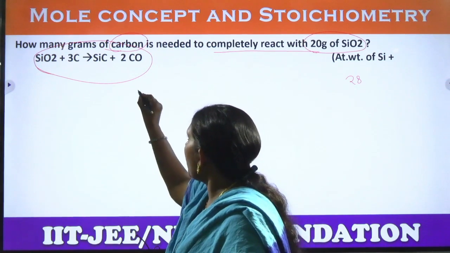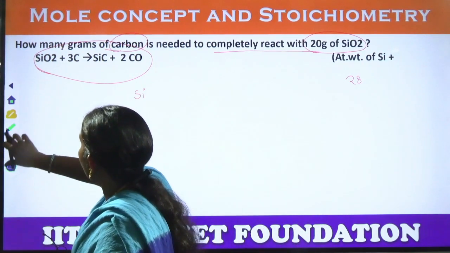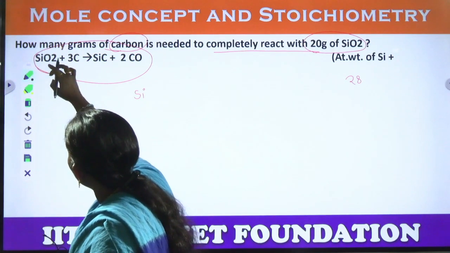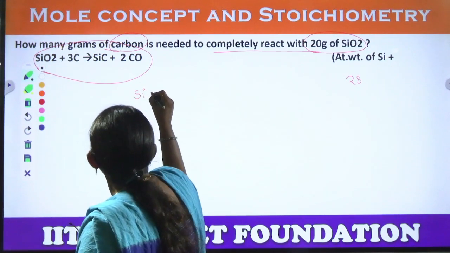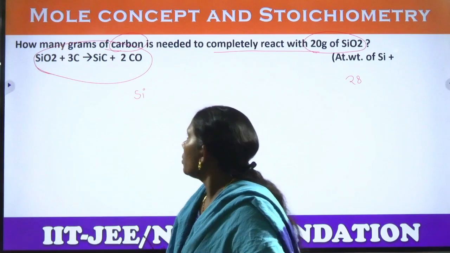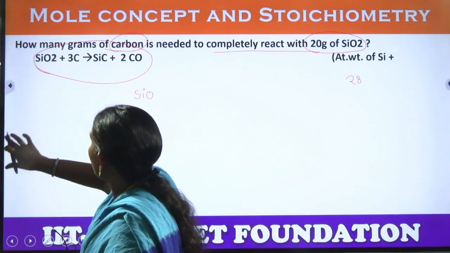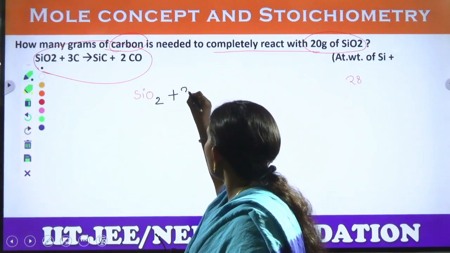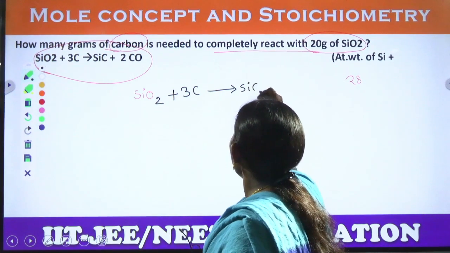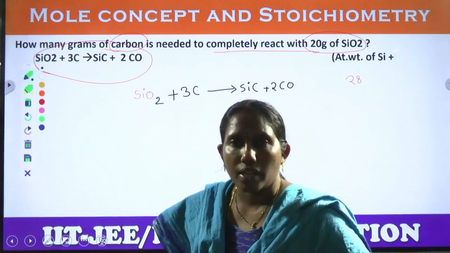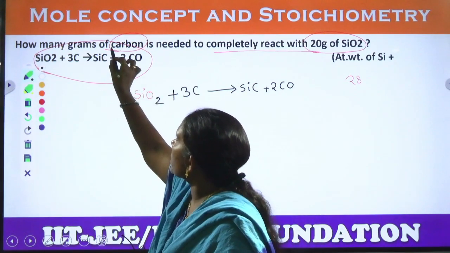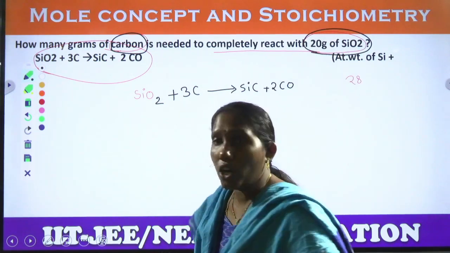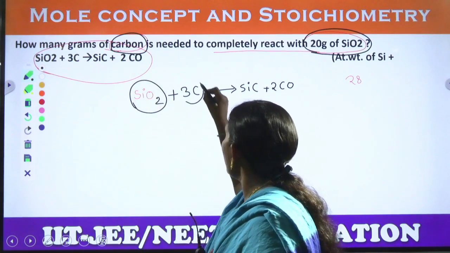Let us see, I am rewriting the reaction here. SiO2 plus 3 moles of carbon gives silicon carbide plus 2 moles of carbon monoxide. This is the reaction. But in the given problem, what is the relation they are asking? How many grams of carbon are needed to completely react with 20 grams of silicon dioxide. So here it is the silicon dioxide and here it is the carbon.